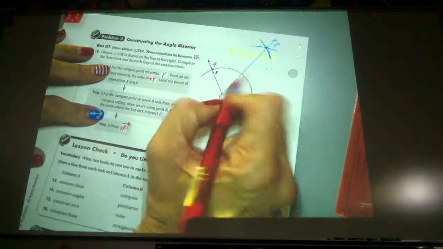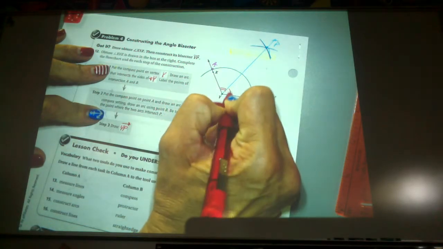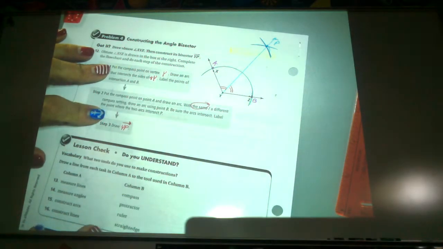So now we've got this angle here is congruent to that angle there. And that's it.